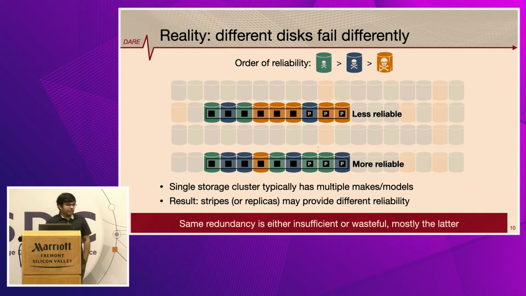So the same level of redundancy is either insufficient or wasteful, but given that storage administrators typically are paranoid about data loss, it is mostly the latter. So you have excess redundancy, which is modeled according to the worst failing disk, and you have that many copies for all disks, which makes it excessively wasteful.